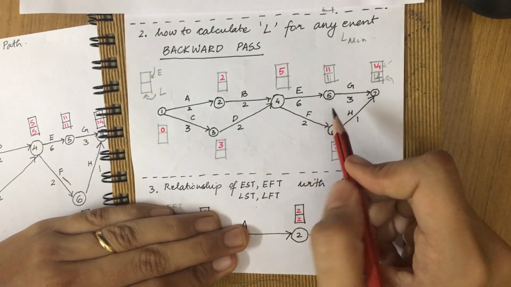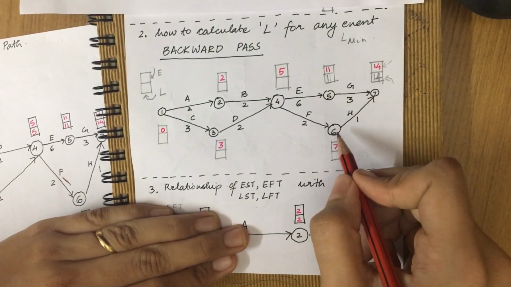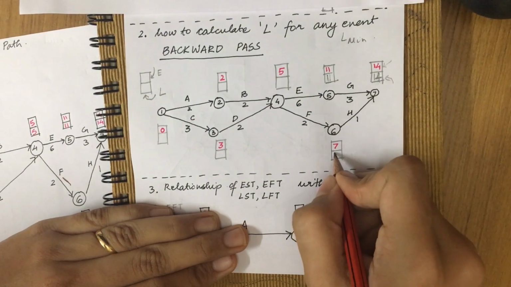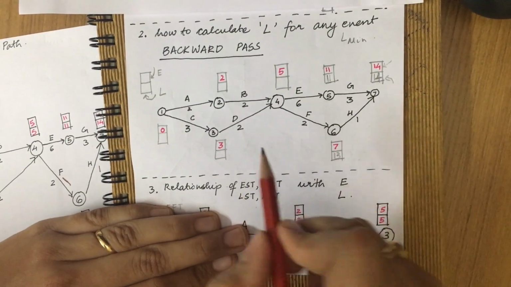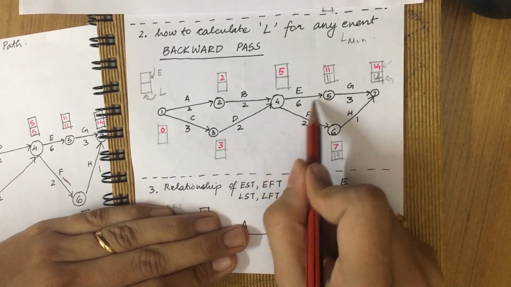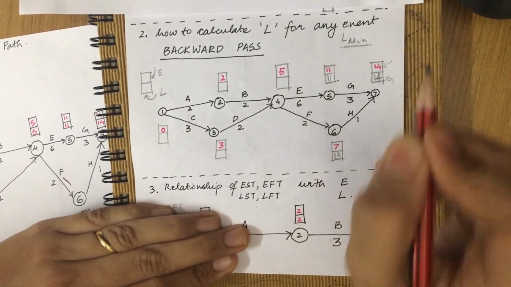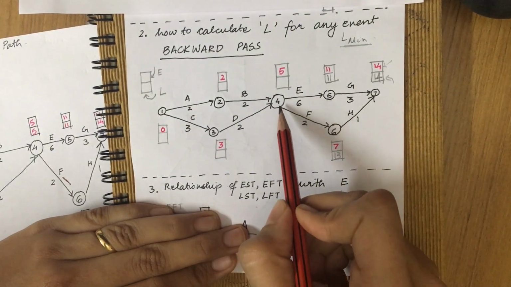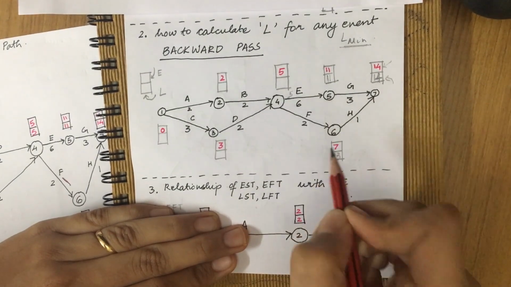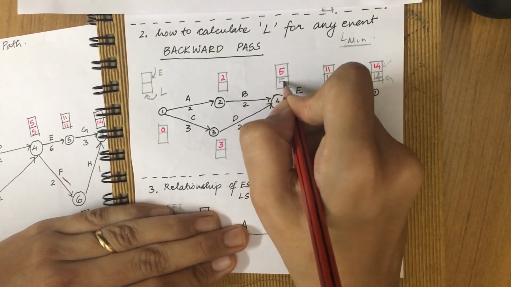You need to subtract the duration from the previous L. Now the L for the event 6 is 14 minus 1, that is 13. Now again, if you observe the fourth event, it's a bursting event where two different activities are going out of this event. So you need to take the minimum value for this. So L for event 4 is 11 minus 6, that is 5, or it could be 13 minus 2, that is 11. So you need to take the smaller value, that is 5.